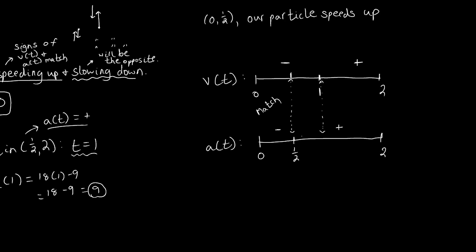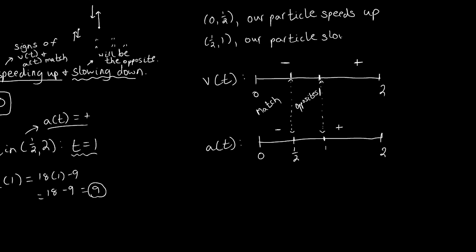Okay, but what about 1/2 to 1, right? Because in the case of acceleration, we know that from 1/2 to 2, this is positive. But in velocity, 1/2 to 1 is still negative. So in the case of 1/2 to 1, the signs are opposites. And what happens when the signs of velocity and acceleration are opposites? It slows down. The particle slows down. So from 1/2 to 1, our particle slows down.